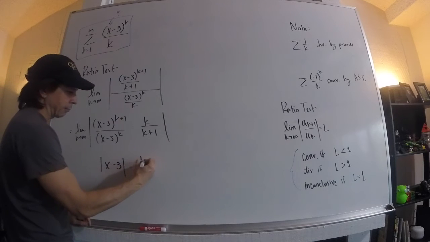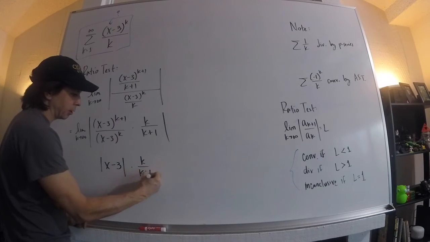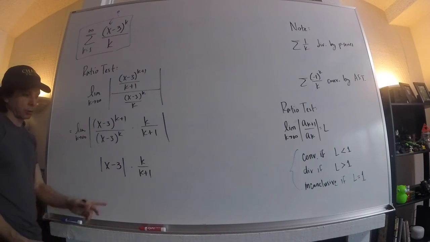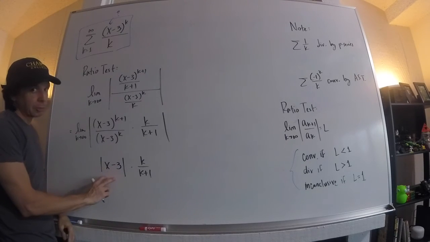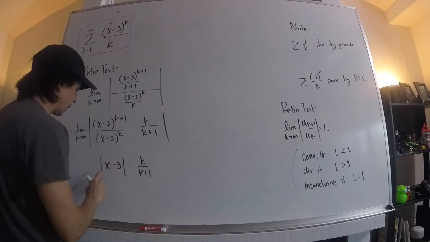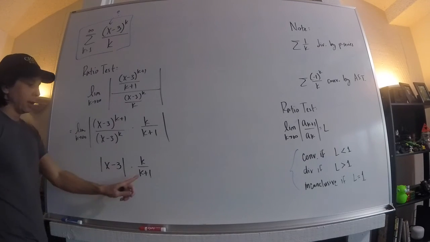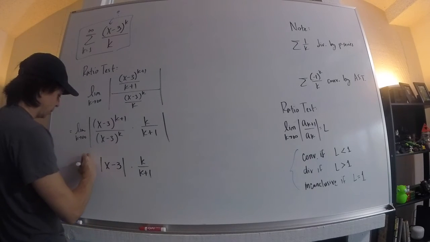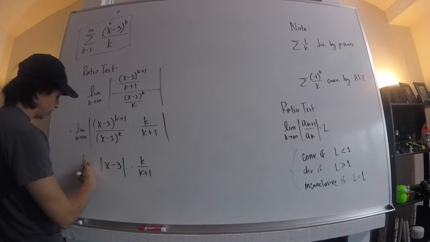Times the k over k plus 1. Technically that's in the absolute value, but we're only dealing with positive k's anyway, so I can pull that out because I know it's positive. This one, not so much. x could be 2 and get a negative, so you'd have to worry about that. That stays in the absolute value. The other can in theory be pulled out because it's just positive k's, but keep in mind I'm still doing the limit as k goes to infinity.